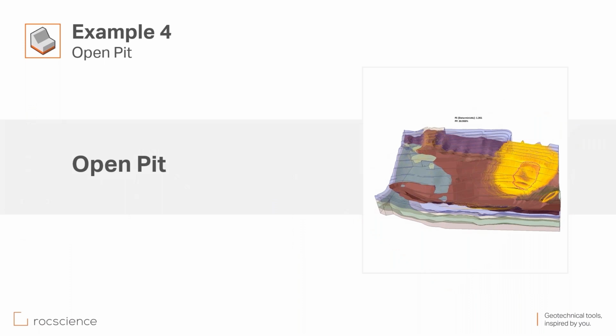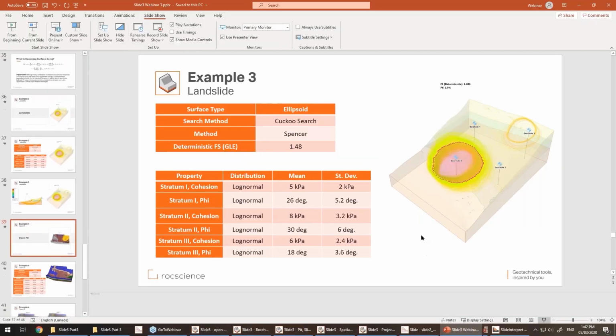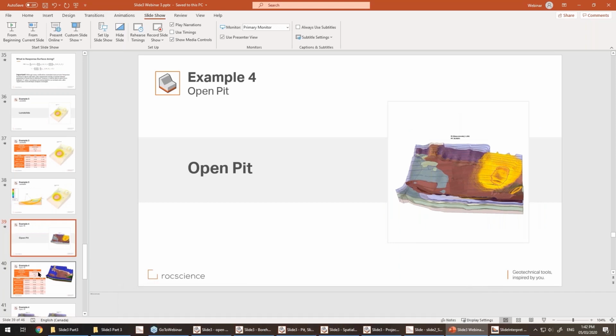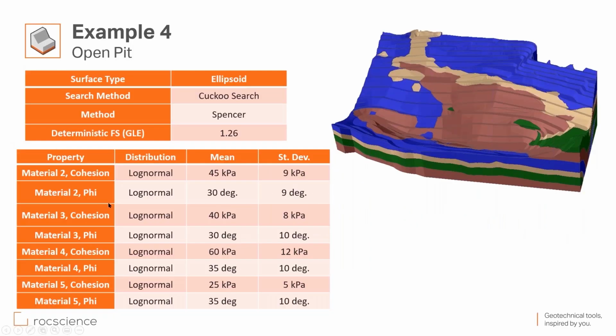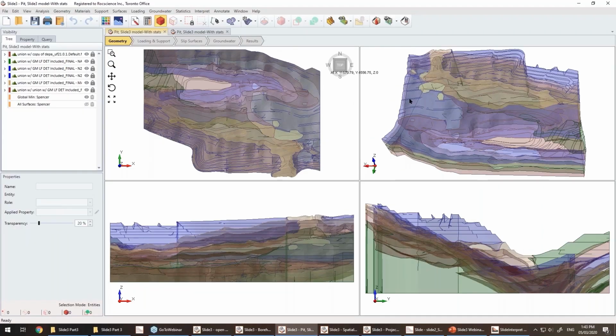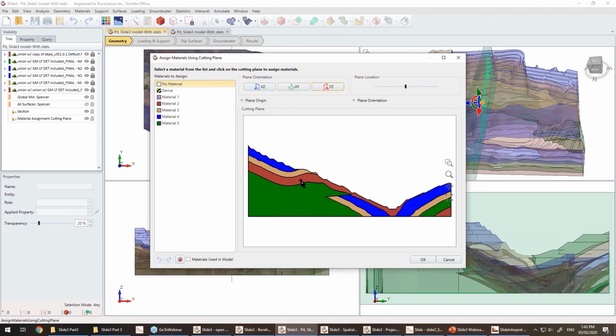This is another open pit, but much more complicated, with several layers of soil properties. And let's look at this model. The only thing for this model is these are the parameters, and you can see we have 4 different types of material properties that are log normally distributed, and the deterministic factor of safety is 1.6.